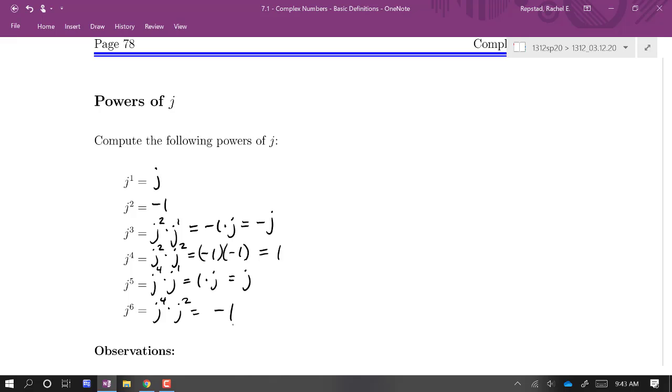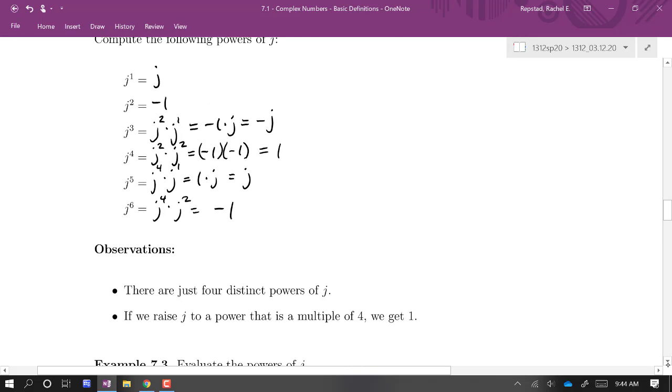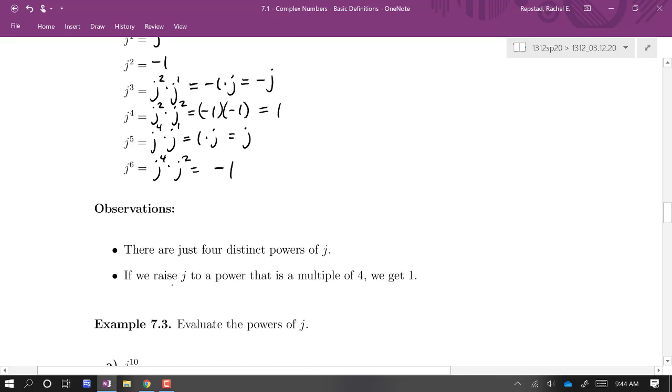And then I just want to figure out where I'm at in the cycle, like how many factors are left over after I pull out the j to the 4th power. So, for example, let's see. If we raise j to a power that's a multiple of 4, so, for example, like j to the 20th. 20 is a multiple of 4. I know, and this is the shorthand, that will just give me 1, but we could see why.